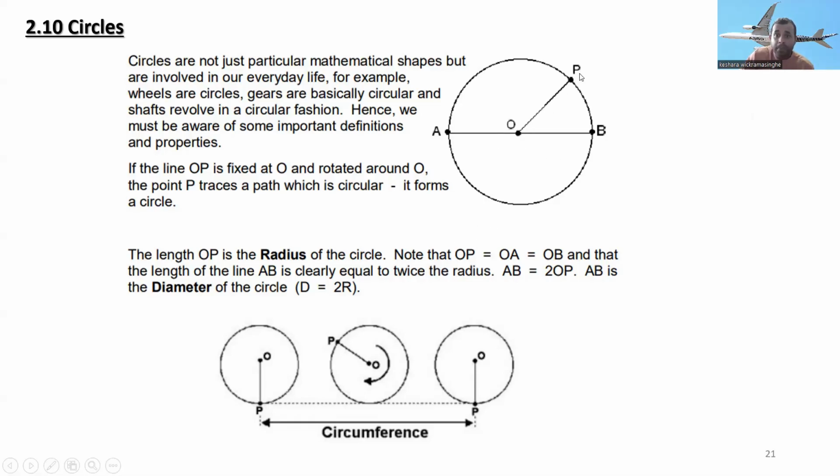Note that OP equals OA equals OB, because they are all radii. The length of the line AB is 2 times OB, clearly equal to twice the radius. So AB is twice the radius, and AB is the diameter of the circle. Remember, OP is the radius and AB is the diameter. So the diameter equals 2 times the radius. You can see the picture over here.